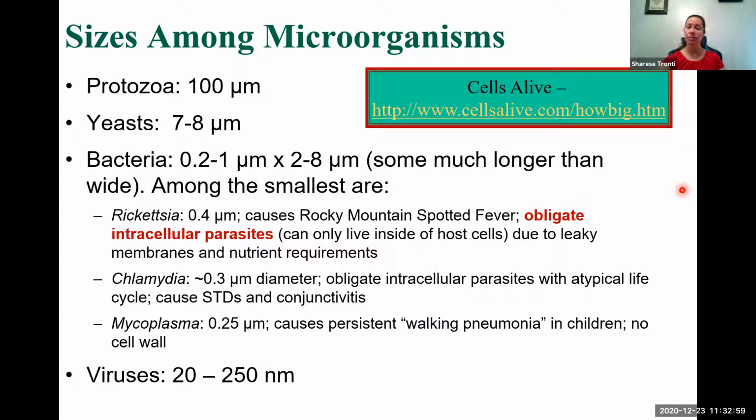And Mycoplasma is another very small bacteria. It's responsible for the walking pneumonia that we see in children. And then viruses, of course, are much, much smaller, not even on the micrometer scale. We see those in nanometers usually because they're so much smaller.